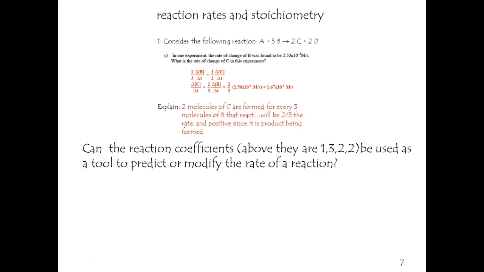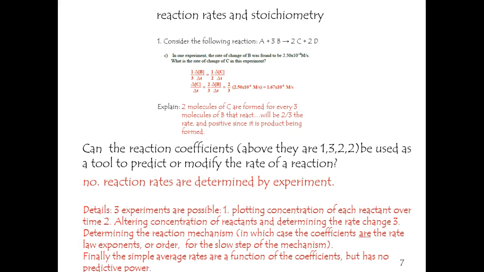Another thing, can those reaction coefficients be used as a tool to predict or modify the rate of the reaction? No, they're going to be locked in. The relative rates will always follow those ratios. However, the rate of a reaction can be modified in other ways. The reaction rates are always determined by experiment. You cannot use these formulas to predict the rate of a reaction. They'll only tell you the relative rates.